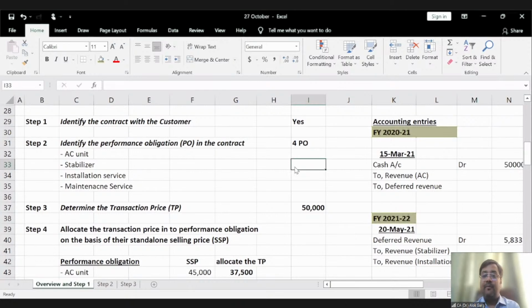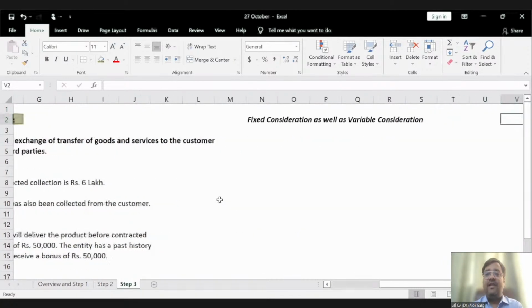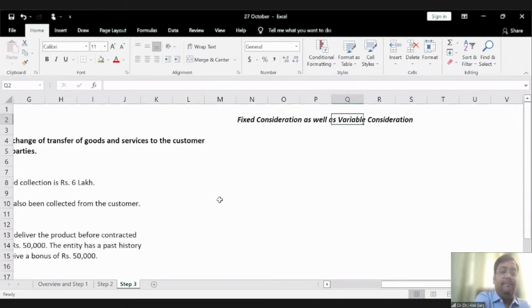Are you getting me? So friends, at the time of determination of transaction price, you have to look at the fixed consideration as well as the variable consideration. So friends, transaction price should be fixed consideration as well as variable consideration.